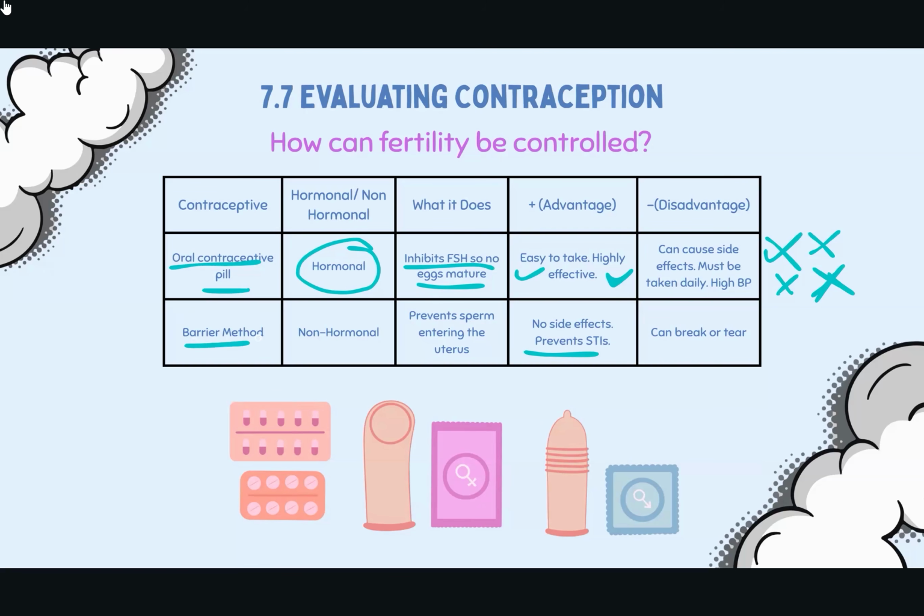Then you've got barrier methods, for example, condoms. They're non-hormonal. They prevent sperm from entering the uterus, and they have no side effects unless someone is allergic to the material. And they prevent STIs. They can break or tear though, so there is a disadvantage.